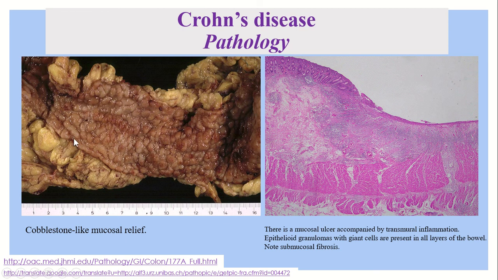Grossly, the lumen or the relief of the intestine is like cobblestone. You see here the cobblestone-like mucosal relief. In the histology, we see the transmural inflammation, affecting all of the layers of the intestine. Here we see the mucosa, submucosa, muscularis, and here the serosa. The epithelioid granulomas with giant cells are present in all layers of the bowel, and here is shown the submucosal fibrotic area; fibrosis is prominent here.